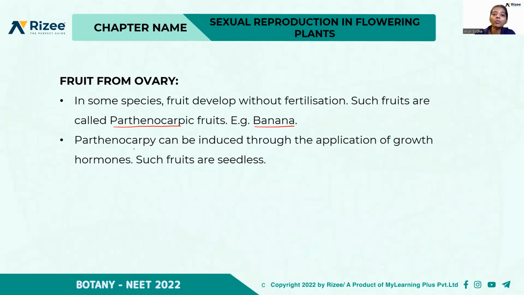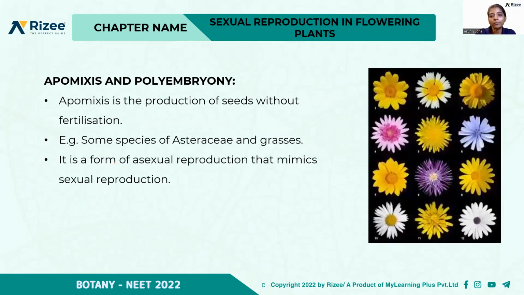This parthenocarpy can be induced through the application of growth hormones, and such fruits are seedless. Nowadays we are seeing so many seedless fruits, right? These seedless fruits are all formed by parthenocarpy. That is, the fruit developed without fertilization, and they are called parthenocarpic fruits. It can be induced through the application of growth hormones.